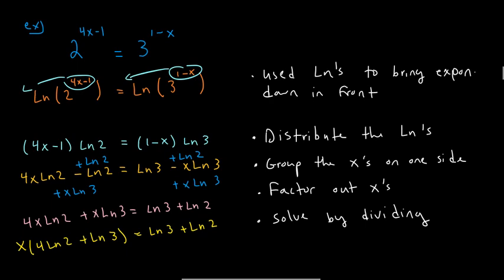And so now I solve by dividing everything. I'm going to divide both sides by 4 ln 2 plus ln 3. I can do this because the x has been factored out. It's x times this stuff, so when I divide that stuff out, I'm just left with x. So my answer is going to be whatever I get when I calculate this stuff on the right side here.